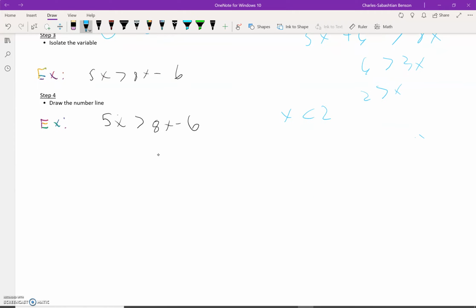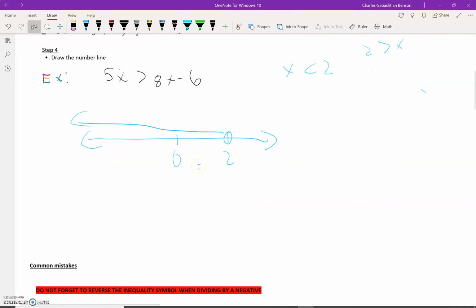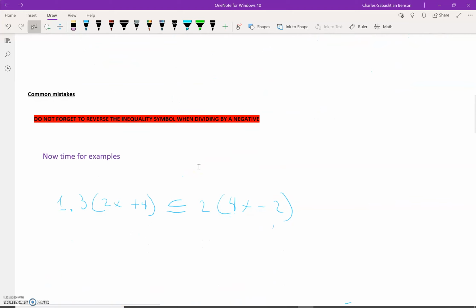Next is to draw the number line. Here we go. Sorry, 0. And then here's our 2. Since it is less than, we'll do an open circle, and it will be going this way. Common mistakes: do not forget to reverse the inequality symbol when dividing by a negative. Let's jump into some examples.